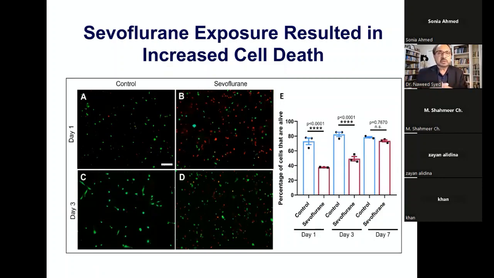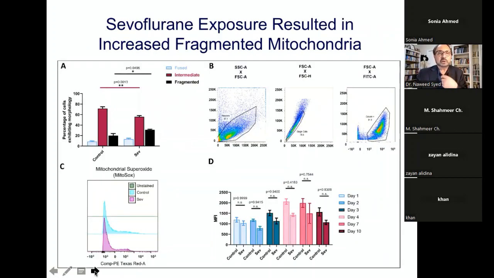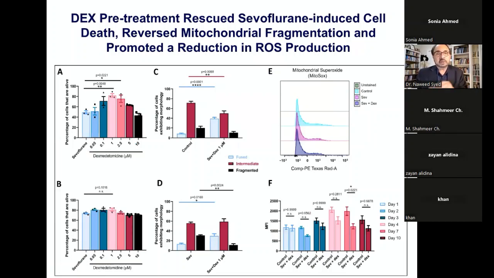dexmedetomidine. So again, this sevoflurane exposure resulted in increased cell death, as I showed you earlier. And then we asked the question whether it also causes mitochondrial fragmentation and free radical production. As I showed you in this set of experiments, we also found that it increased the fragmented mitochondria. And then we asked whether this fragmentation of mitochondria induced by sevoflurane causes the production of free radicals, reactive oxygen species, which in turn could affect cell viability and cell death, and if these effects could be mitigated by dexmedetomidine. And the answer is really yes, indeed, dexmedetomidine could impact or affect this if we pre-treat.